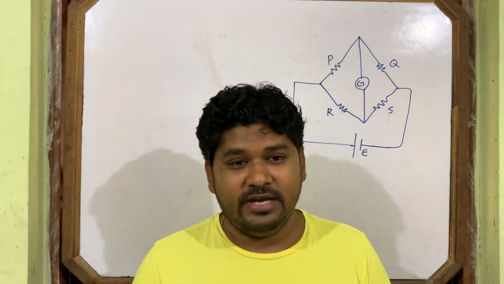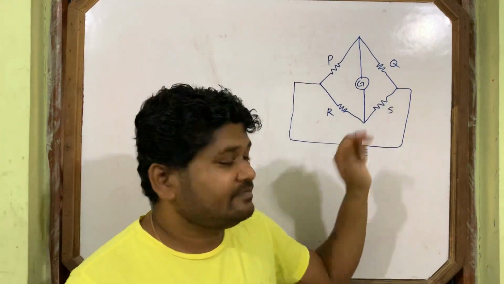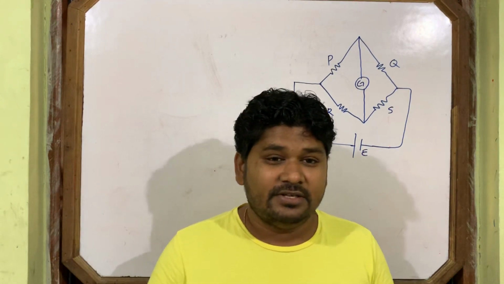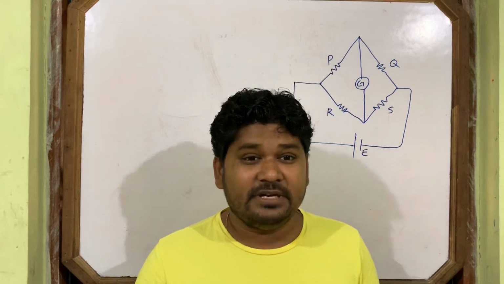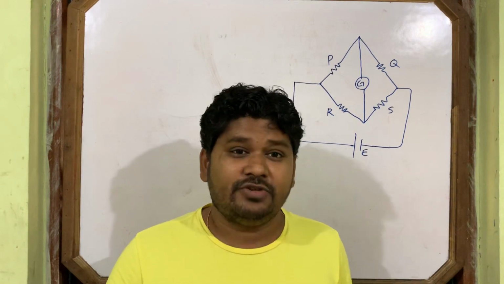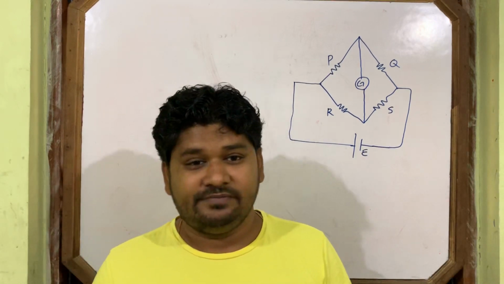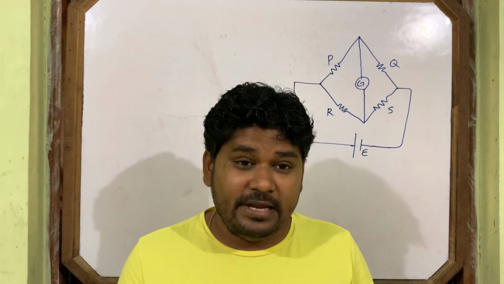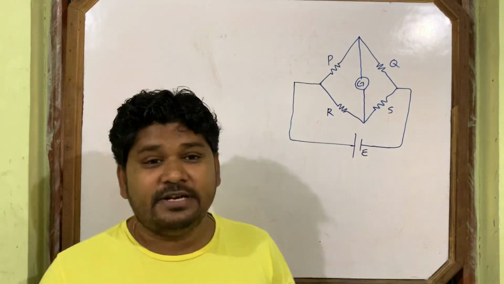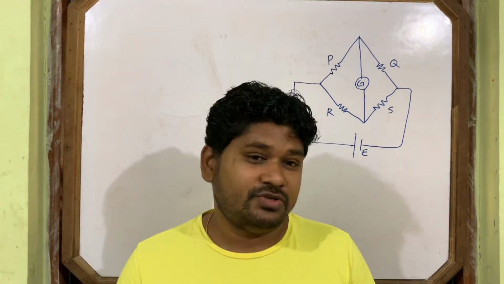When anything is connected like this, maybe a capacitor here. Also, at the end of the 12th class you will learn about a device called the semiconductor diode. Sometimes diodes are also connected here. That is also called a Wheatstone bridge. Any type of arrangement like this is called a Wheatstone bridge. In day-to-day life, in many electronic and electrical circuits, this Wheatstone bridge arrangement is used. So now let's discuss this Wheatstone bridge.